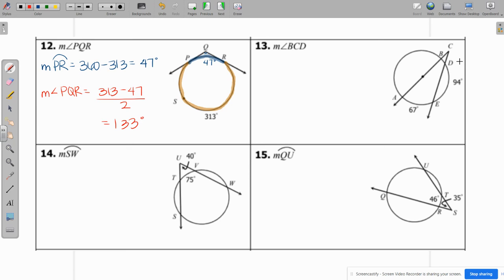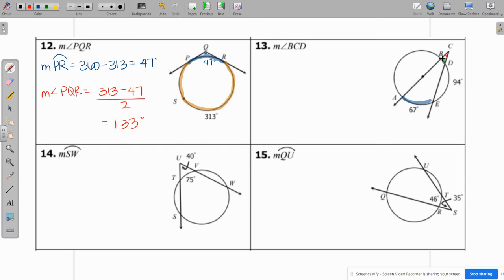The measure of angle BCD, again, this angle out here, I can see that this arc measure, the larger intercepted arc, is 67 degrees. I need the smaller intercepted arc as well, which is not labeled. However, I can see that this arc, ED, is 94 degrees.